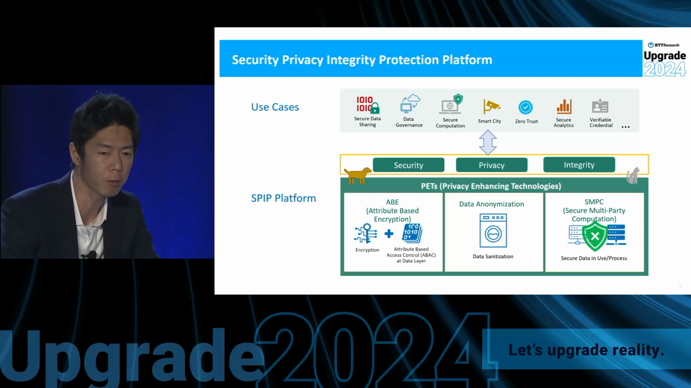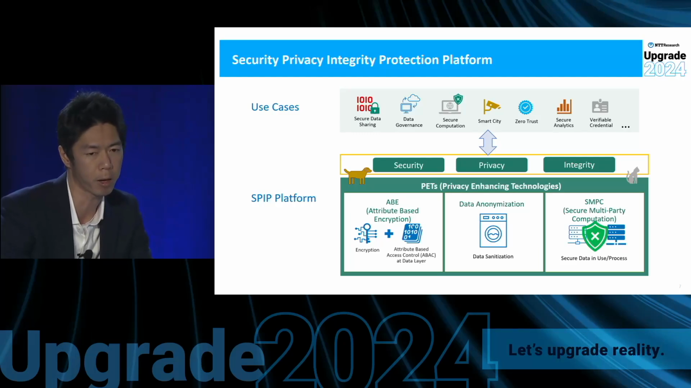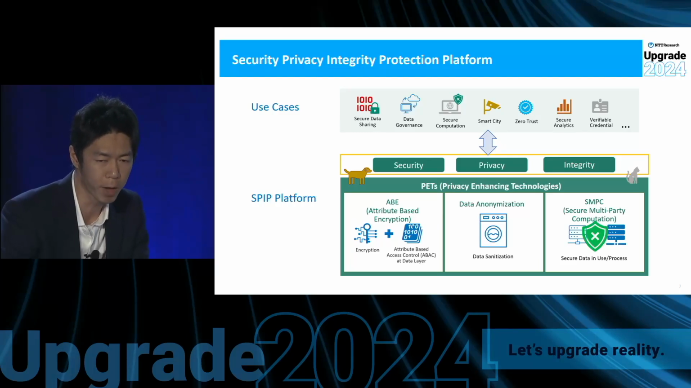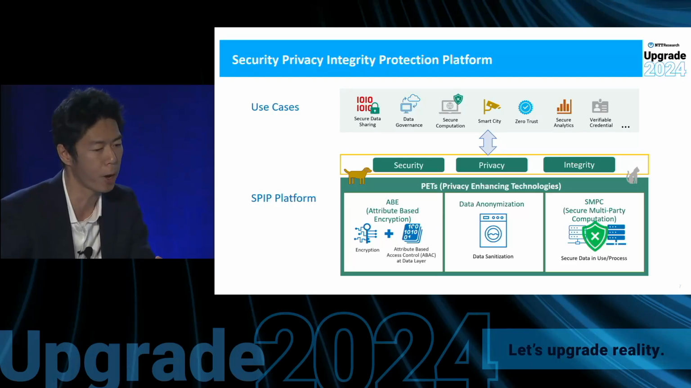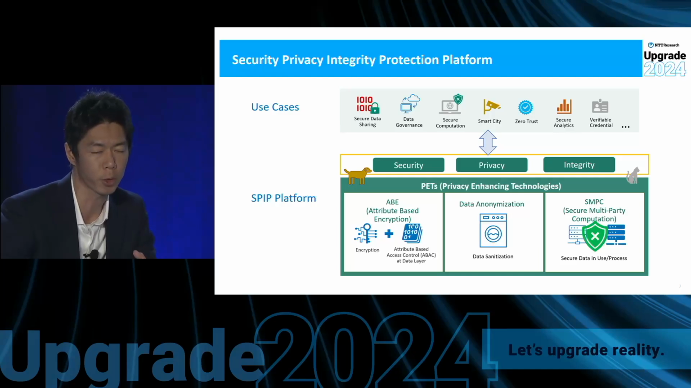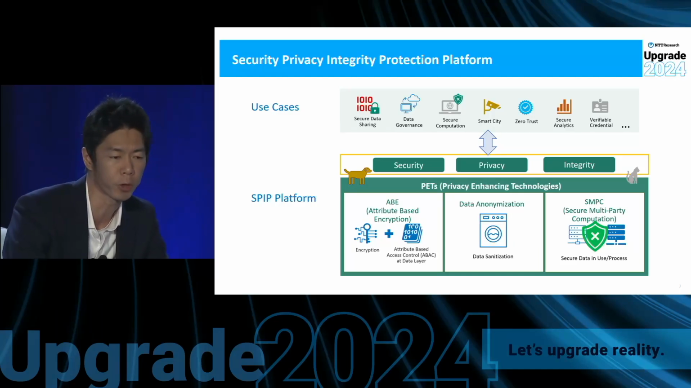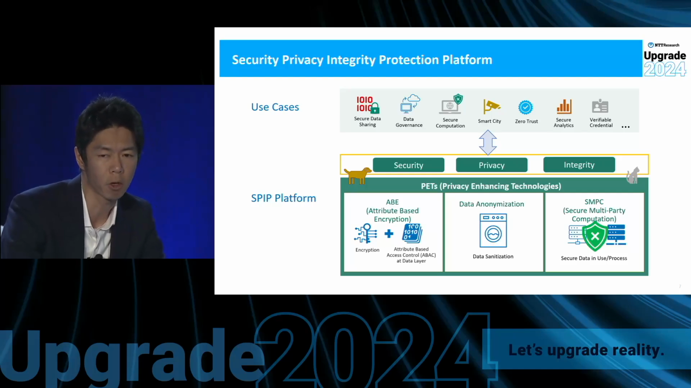So ABE protects the data, and data anonymization can sanitize the privacy data for data sharing. And multi-party computation can provide collaborative computation in a secure way for the very sensitive data. So we are now providing this platform for three critical areas for protecting security, privacy, and also integrity. And this supports a very wide range of use cases like secure data sharing or zero trust architecture and more.